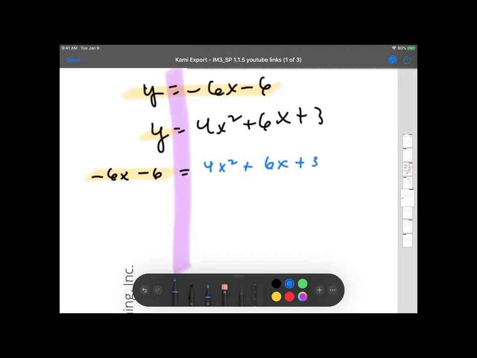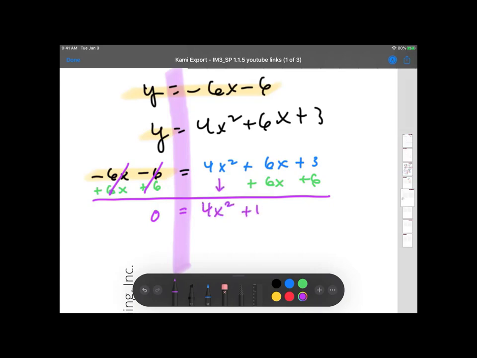Okay, using your steps, now we're going to set equal to 0. So I'm going to move this negative 6x. I'm going to use the opposite. And move this negative 6 to the opposite, positive 6. This gives us 0 on this side. This one falls down: 4x squared plus 12x plus 9.